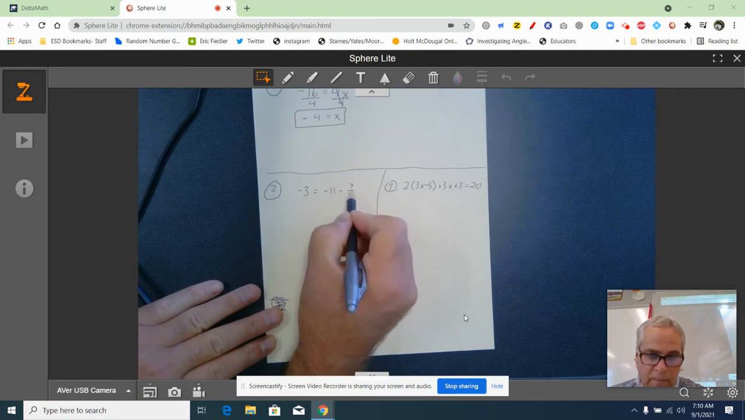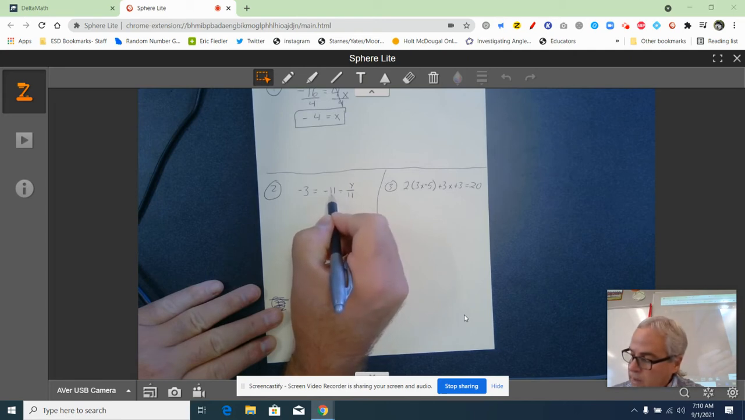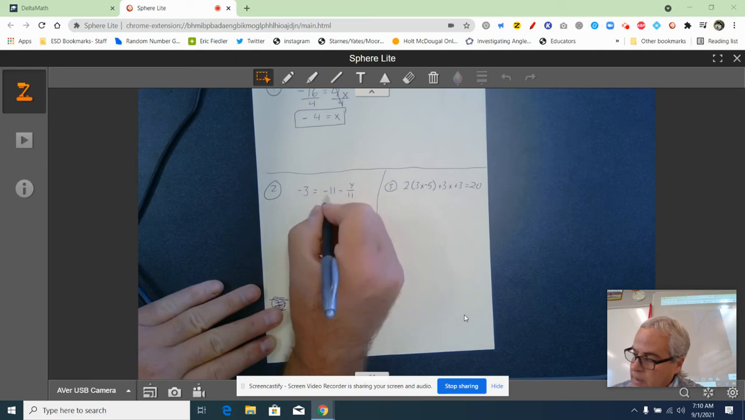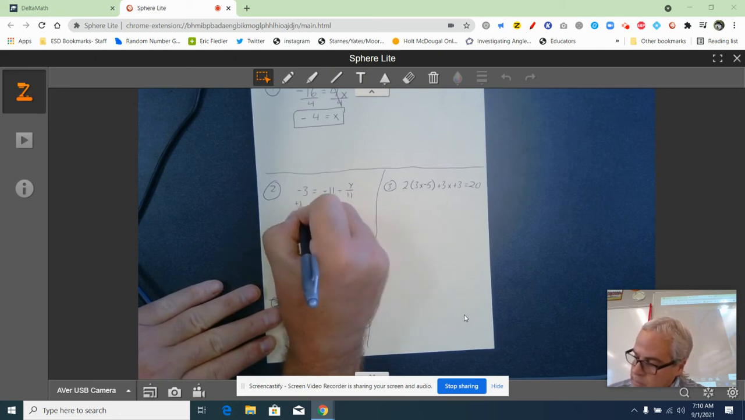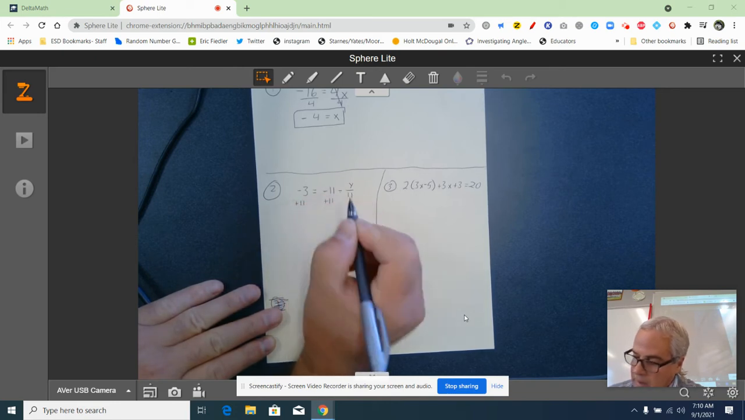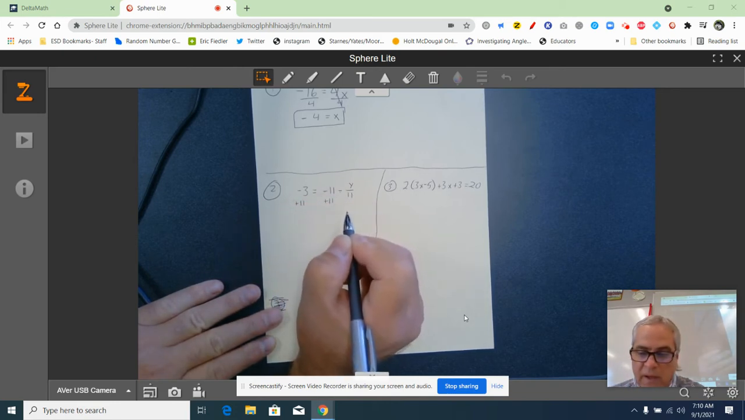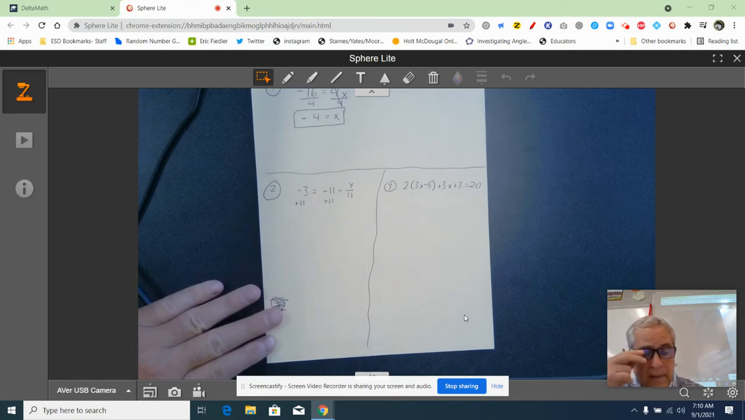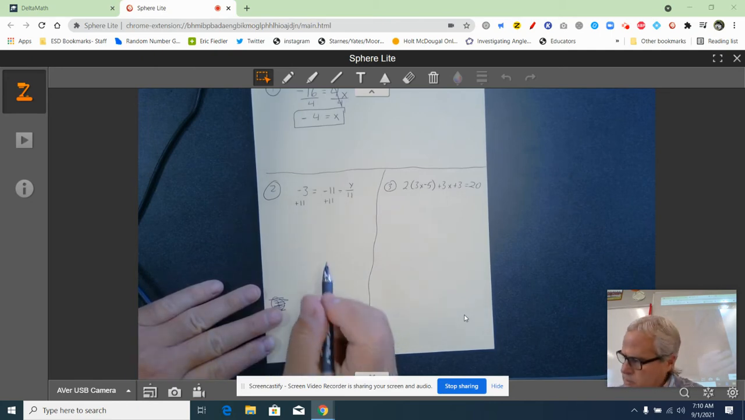This goes with that. What I want to do is get this negative 11 over to the other side. So I've decided to leave the variable on the right. So how I'm going to do that is I'm going to add 11 to both sides. Now, some people will draw a line underneath here or underneath here. I don't do that because lines mean division to me. But if you like that and it works for you, by all means, do it.